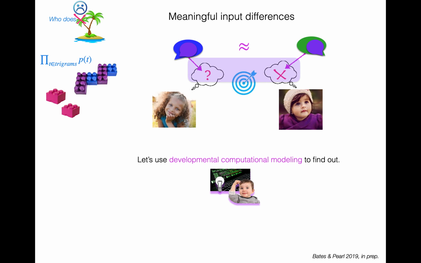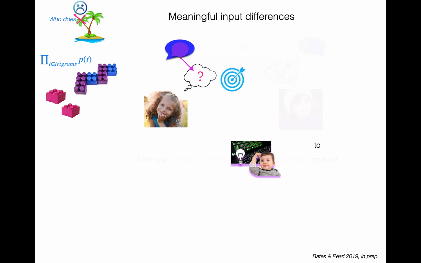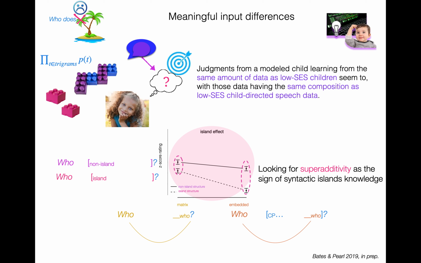And this is where we can use developmental computational modeling to find out. So we use judgments from a model child learning from the same amount of data as low SES children seem to, with those data having the same composition as our low SES child-directed speech data. And then we plot all of those 4 island type stimuli on these interaction plots. Again, we're going to have the length of the dependency as one factor, matrix versus embedded, and the absence or presence of an island structure as our other factor. And on the y-axis is going to be our probability in this case instead of z-score acceptability judgment rating.